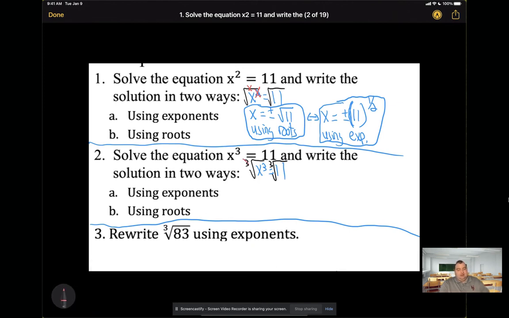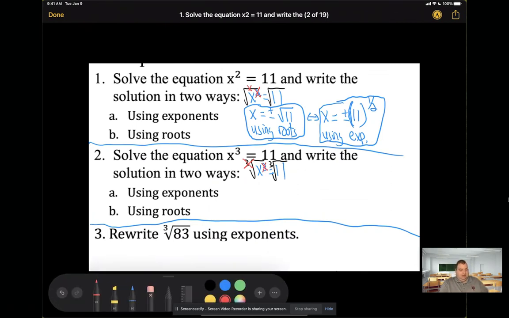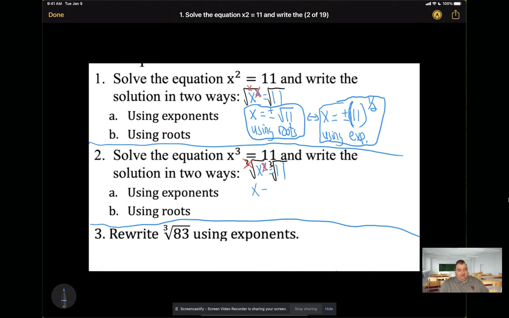Essentially, what happens is cube root cancels out cubed on the left-hand side, and I'm left with x. And on the right-hand side, now I'm taking the cube root of 11. We talked about in the last lesson, when I'm cube rooting, do I need to do plus and minus? And the answer is no, because cubing a negative actually results in a negative, unlike squaring a negative, which results in a positive. Cubing a negative results in a negative, so I do not need to do plus and minus.